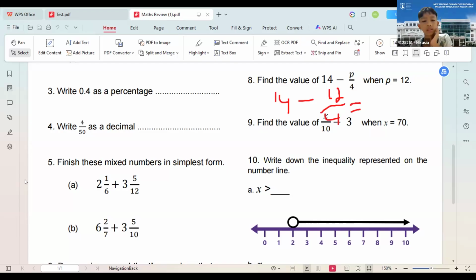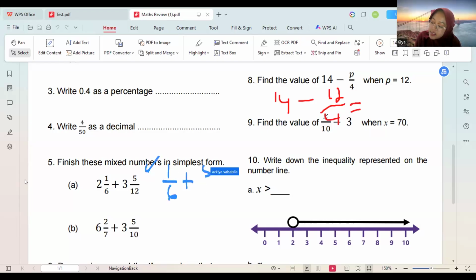I don't understand, Miss. Okay. The thing is, it's just like the addition of fractions, just like this one. Okay. Just do it like this. Find the LCM.